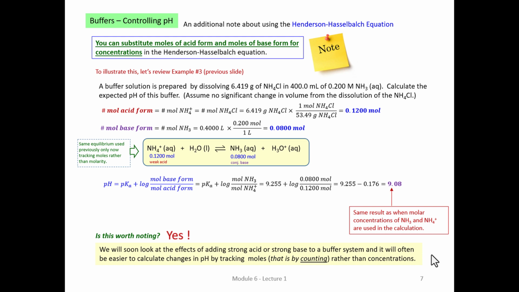So again, in future lectures, we're going to set up a buffer system, get a pH, and then we're going to add some acid and ask, how much does the pH change? How well is the buffer resisting that pH change? Or we'll add some base, some hydroxide ions, and we'll see how well the buffer is resisting that. And when we do that, it's much better to work in moles rather than in molarity.